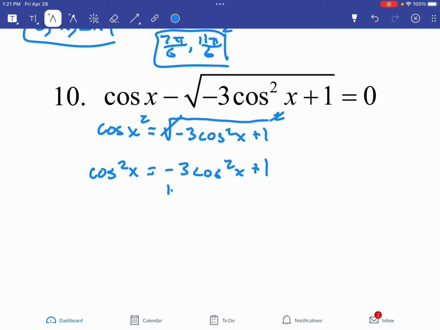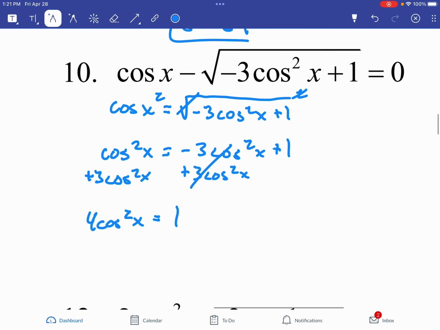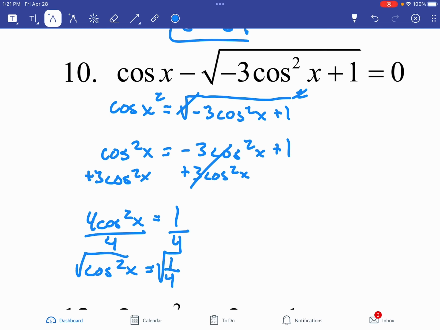I am now going to add 3 cosine squared to both sides. In this case, unlike some of the last problems we've just done, these are like terms. They're both being squared. So we have 1 plus 3 is 4, and that equals 1. Now to get cosine by itself, I'm going to divide both sides by 4. And to get rid of the squared, I'm going to square root. Squared and squared cancel out.